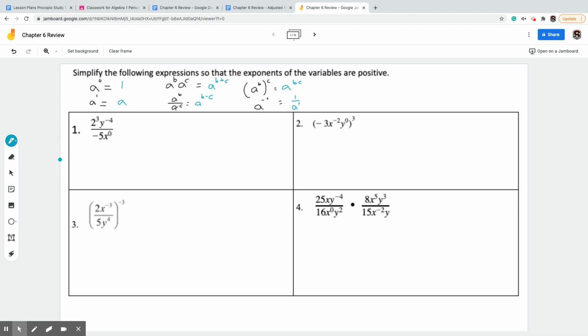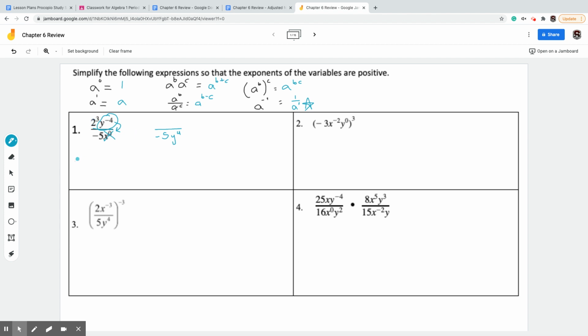The first thing I look for is any 0 exponents. Cross them out. That's a gift. It's an easy one. Now we're going to get rid of any negative exponents. Remember, negative exponent means fraction bar and move it. So this is my negative exponent. I already have the fraction bar. I'm going to move it down. And when I rewrite this, it's going to be a negative 5 y to the 4th on bottom. And on top I have 2 cubed.